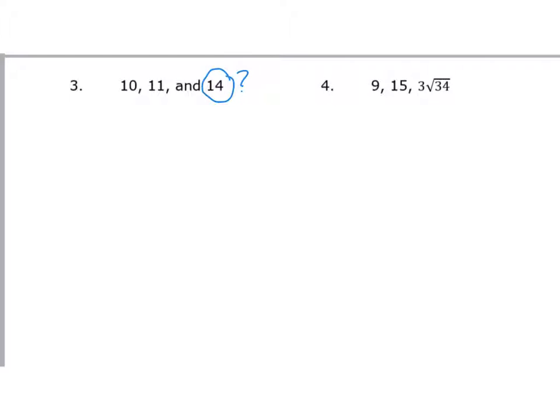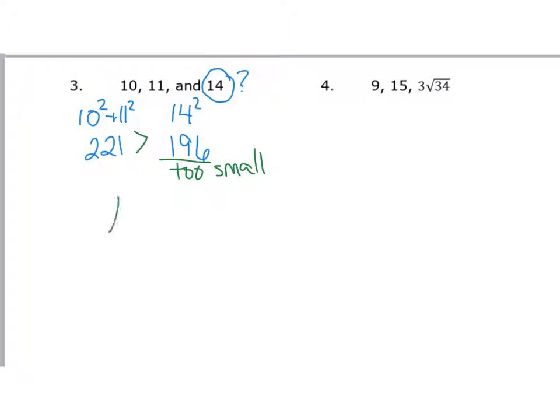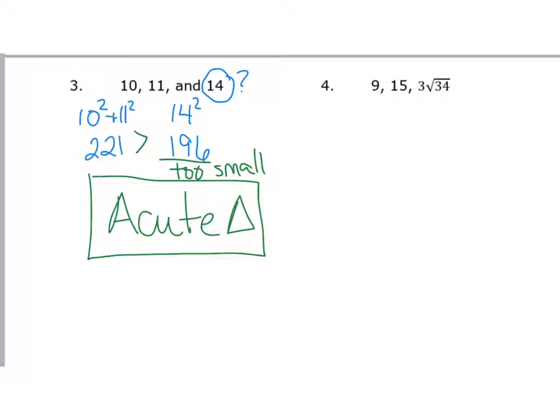Okay? So I'm going to take the 10 squared plus the 11 squared, and I'm going to compare that to 14 squared. 10 squared plus 11 squared is 221. 14 squared is 196. Okay, so when I compare those, the side on the right that's supposed to be the hypotenuse is again too small. So that means this triangle is acute. It's an acute triangle. Okay.